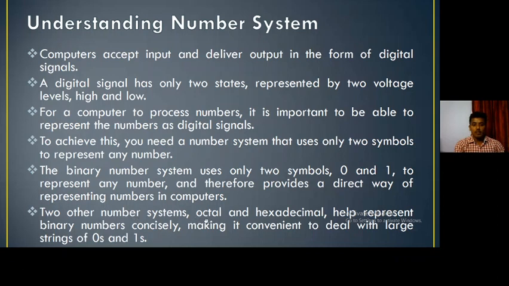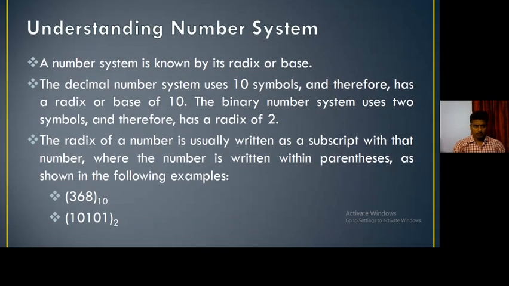Two other number systems, octal and hexadecimal, help represent the binary system concisely, making it convenient to deal with large strings of zeros and ones. So these octal and hexadecimal help in representing binary numbers more conveniently. When we are dealing with a large number of zeros and ones, octal and hexadecimal work. How they work, we can see in conversions. Okay. So a number system is known by its radix or base.